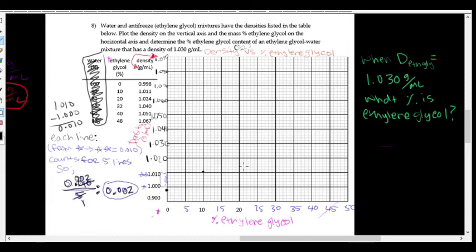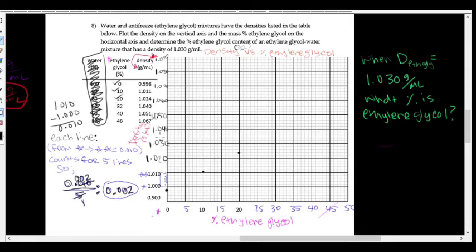So, okay, the next one. We've done this one, we've done this one. Let's do this one. At 20%, we have the number 1.024. So 022, 024. We're right there.